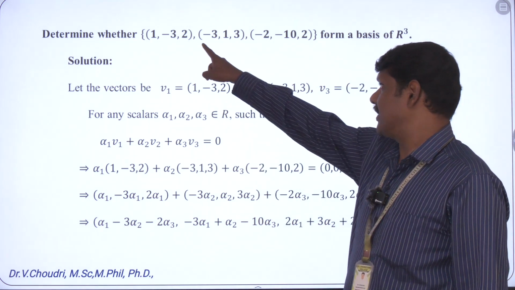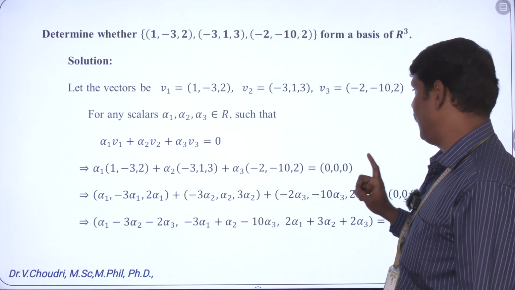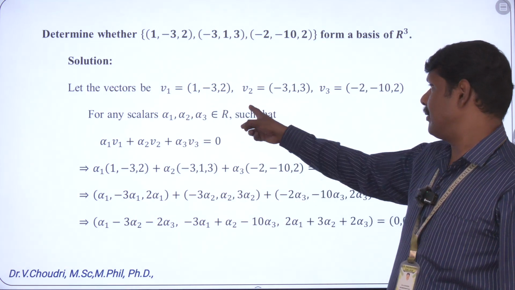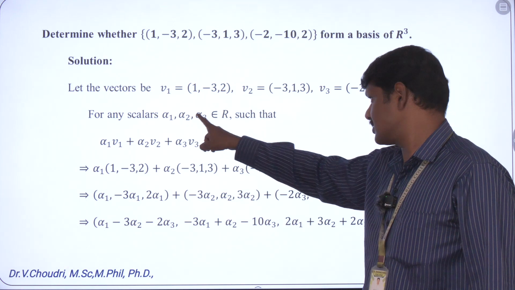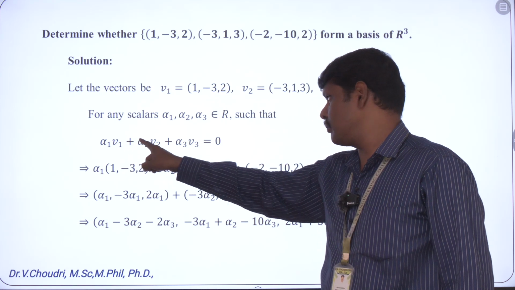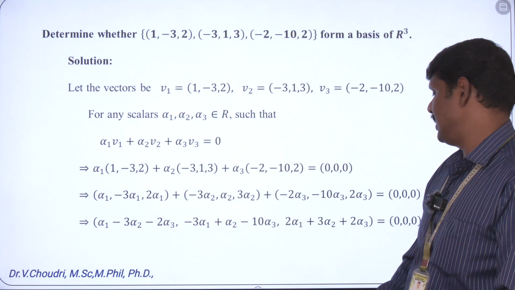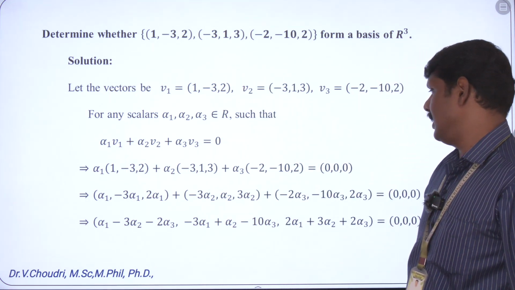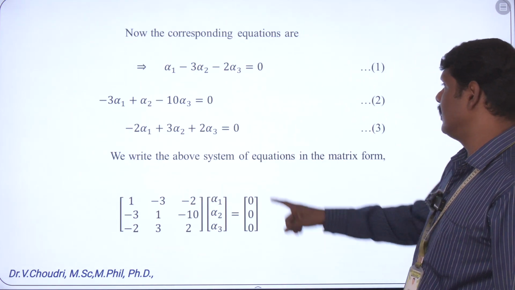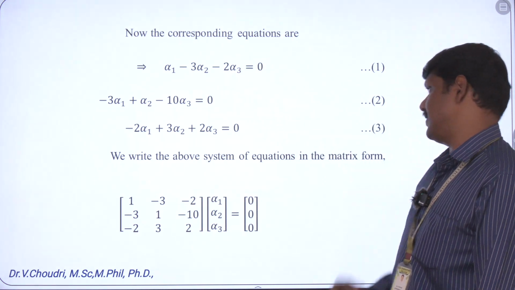As usual, we are taking the first vector, second vector, third vector, v1, v2, v3, and scalars alpha 1, alpha 2, alpha 3. Here, I am taking this concept from R. Okay, what is the linear combination? Alpha 1 into v1 plus alpha 2 into v2 plus alpha 3 into v3 equal to 0. The same procedure, I am getting these 3 equations. What are the 3 equations? Alpha 1 minus 3 alpha 2 minus 2 alpha 3 equal to 0, and so on.